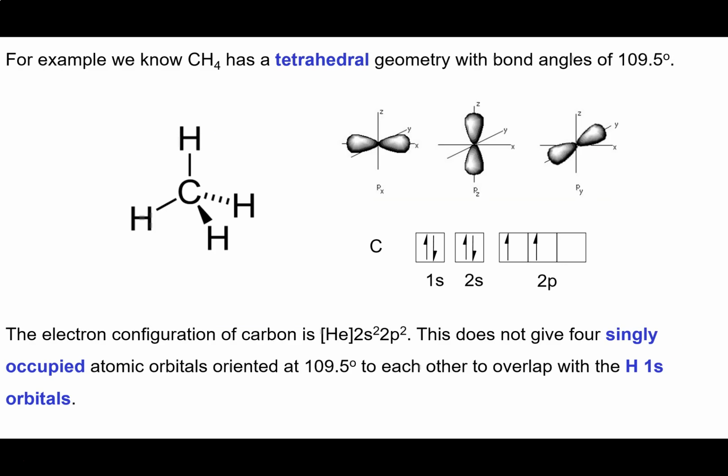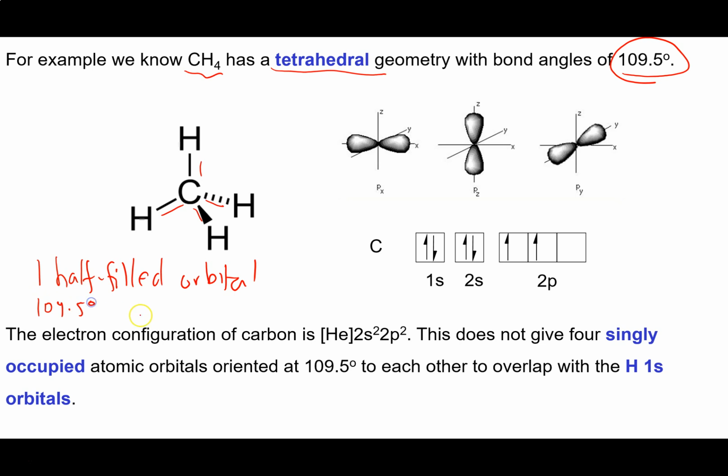A good example of this is methane. Methane has tetrahedral geometry with the perfect tetrahedral bond angle of 109.5 degrees. Carbon is forming 4 bonds here, so for every bond we would expect one half-filled orbital. And those half-filled orbitals should be at an angle of 109.5 degrees between the orbitals, in order for valence bond theory to work.